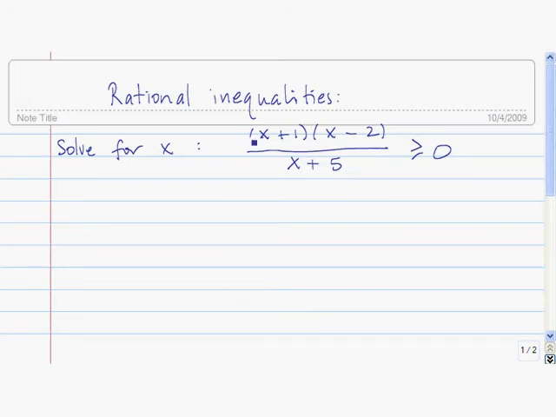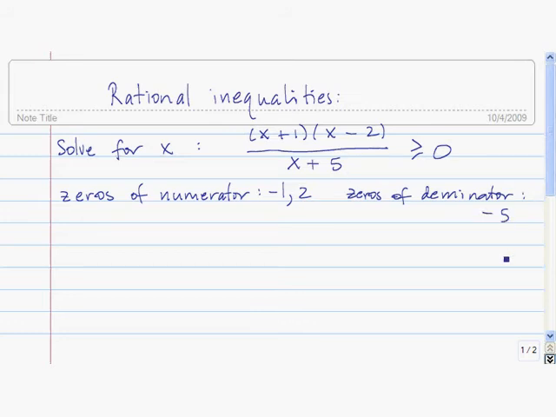We start by finding the zeros of the numerator and the denominator. Okay, so x plus 1 is equal to 0 if x is negative 1, and x minus 2 is equal to 0 if x is 2. X plus 5 is equal to 0 if x is negative 5. So what we do is put all of these three values on a number line to classify this function right here.